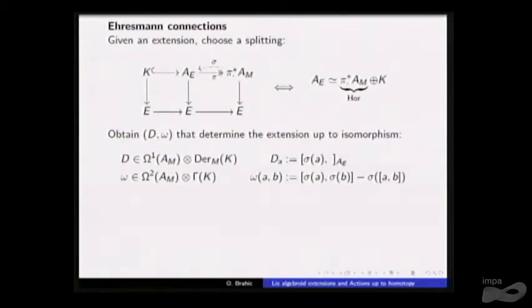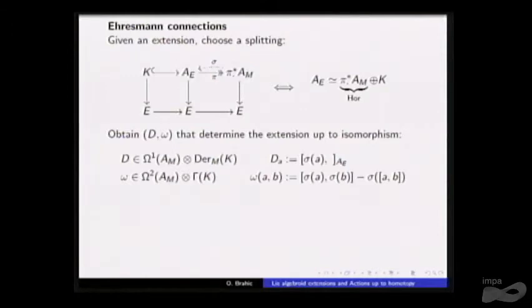One is a D, and the other is an omega. So what is D? D is a form on A, and it spits out a derivation of the kernel. And omega is a two form on A, and when you apply it to two sections of AM, it spits out a section of K.